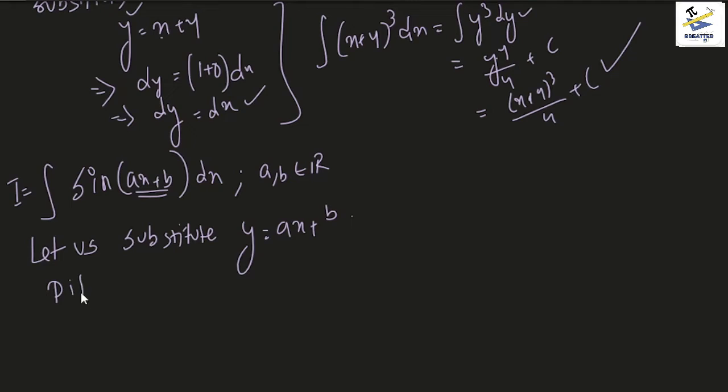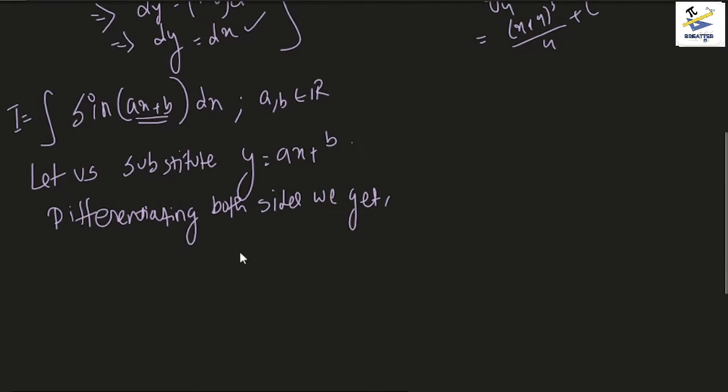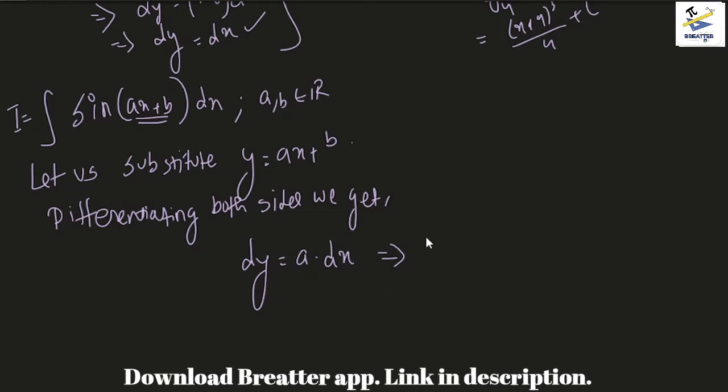So differentiating both sides, we get dy equals a into dx, because the constant b would disappear and the derivative of a into x is just a, and we have an extra dx always, as I told you. So dy would be a dx, or in other words dx should be equal to dy by a.